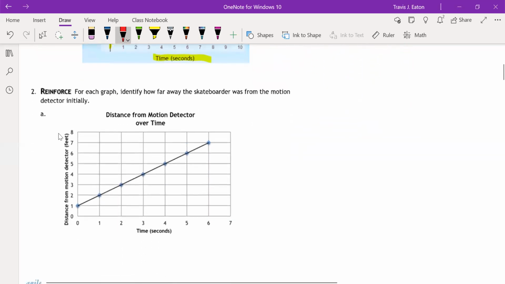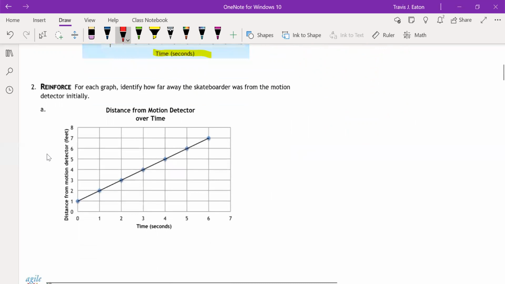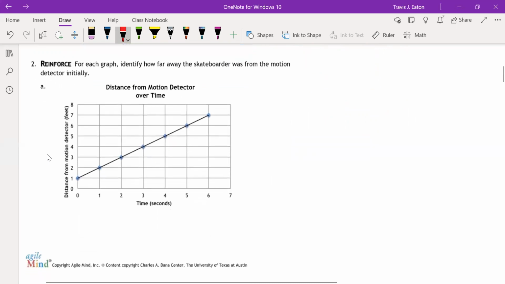Now, this one says it's a reinforce. For each graph, identify how far the skateboarder was from the motion detector. Okay. So at the beginning, initially, how far was this skateboarder from the motion detector? Initially is the word.